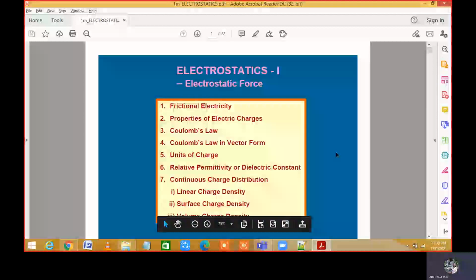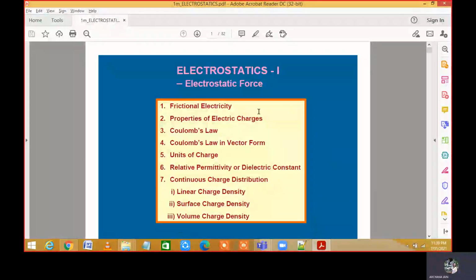Today we start with the chapter Electrostatics, in which we discuss frictional electricity, properties of electric charges, Coulomb's law in vector form, units of charge, relative permittivity or dielectric constant, and continuous charge distribution.